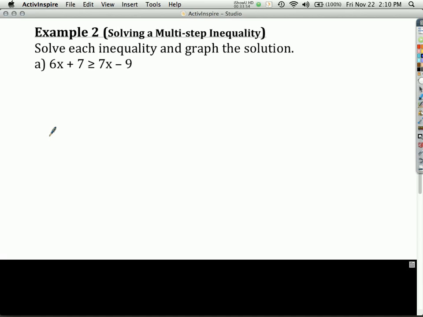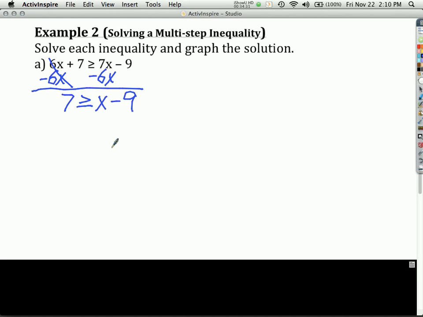Subtract 6x. Yeah, you actually could subtract 7, you could add 9, you could subtract 7x. Any one of those would still get you the right answer, but I taught you to subtract 6x from both sides. This will disappear, but now I have that banner. Did I multiply or divide by a negative number? No. So I do not touch the symbol. It's going to stay the same for now. So now I have 7 is greater than or equal to x minus 9.